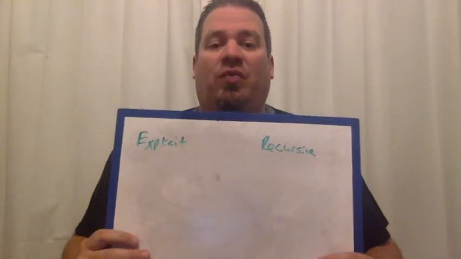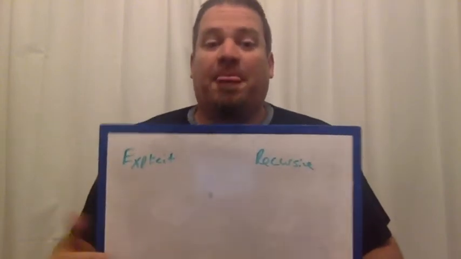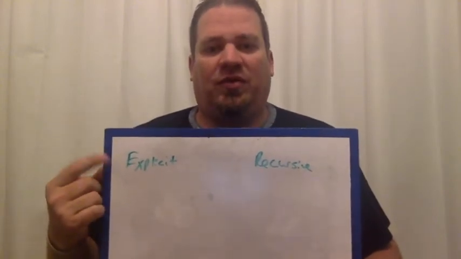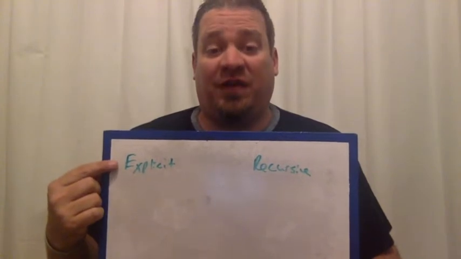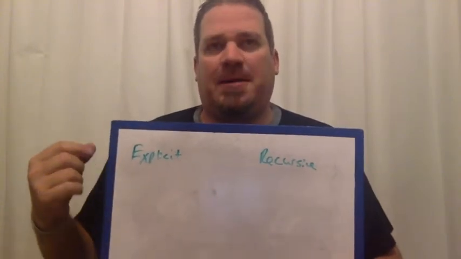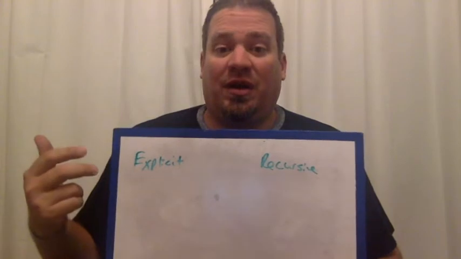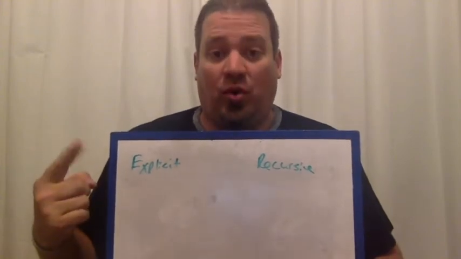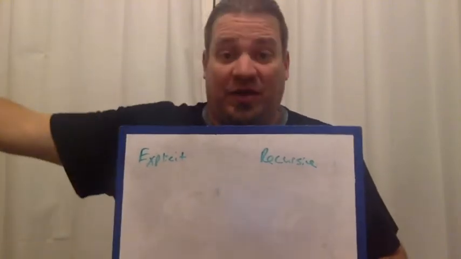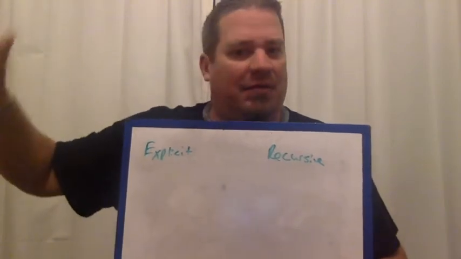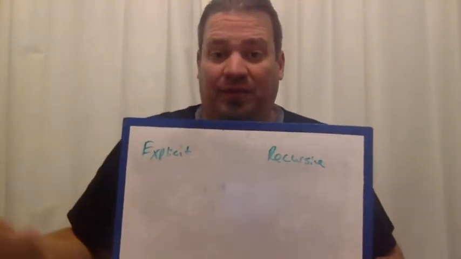Now, there are 2 types of rules. There are explicit rules and recursive rules. The explicit rule is what we're going to utilize most often because it's the most useful. It's the one where we can write one rule and find the 2000th term and figure it out pretty easily.